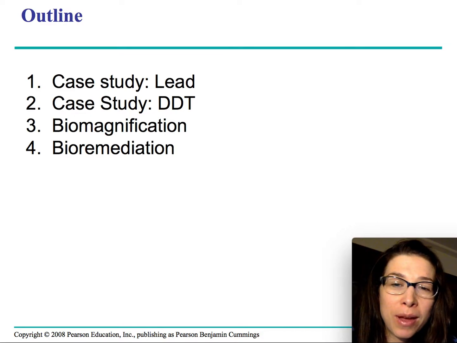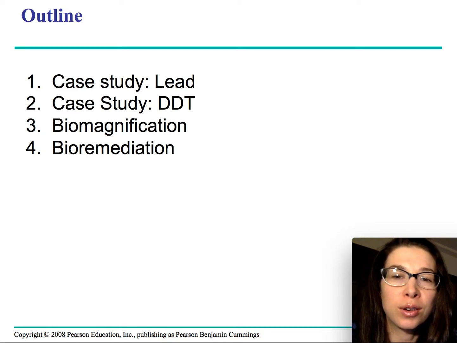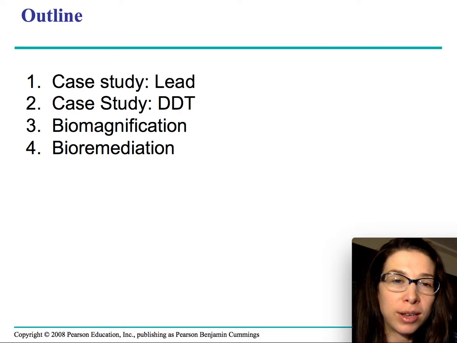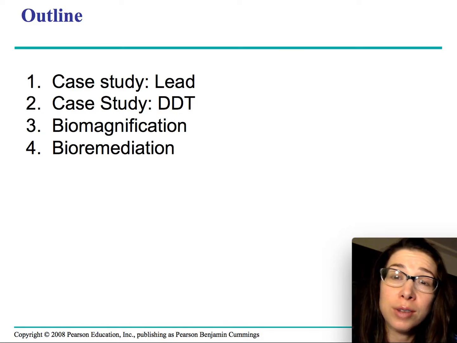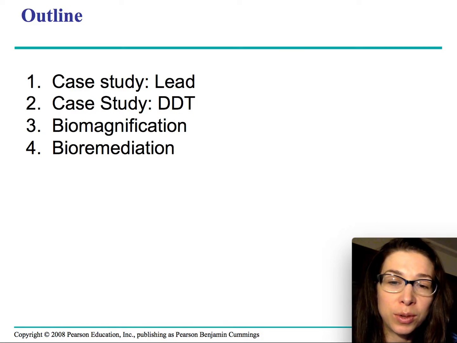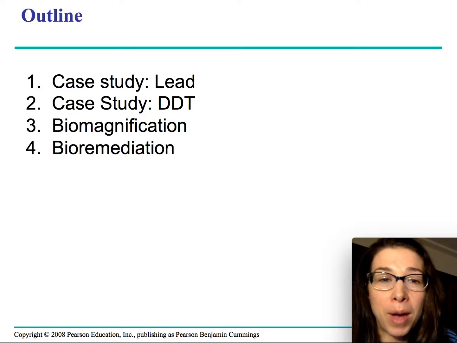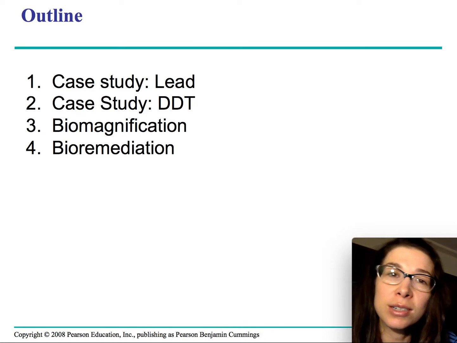So, we're going to talk about a couple of case studies of toxins in the environment and how they impact humans or other ecosystems and wildlife. We're going to talk about lead and DDT, which are two common examples that are talked about frequently. We're going to revisit some of these basic concepts, talk about biomagnification in ecosystems, and then talk about bioremediation.